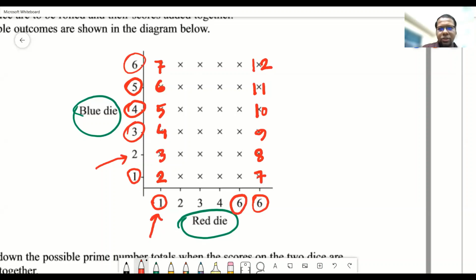So here it's 6 as well. So the result will be the same: 12, 11, 10, 9, 8, 5, 6, 7, 8, 9, 10.